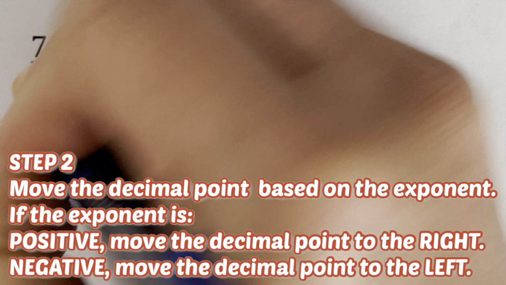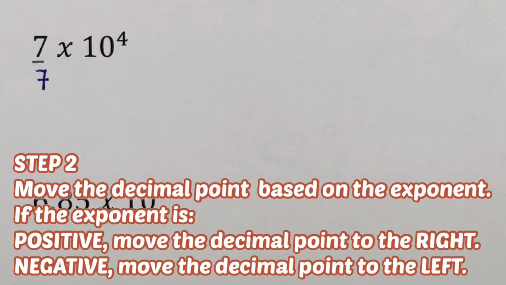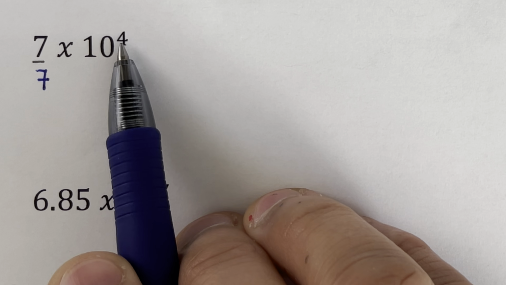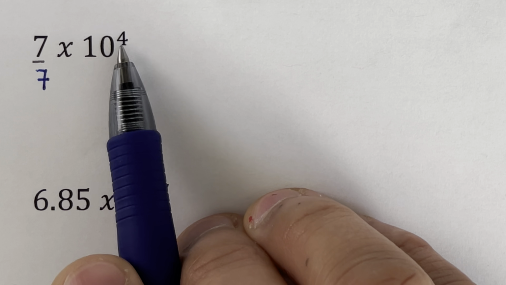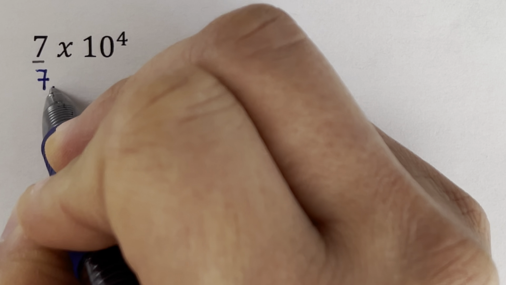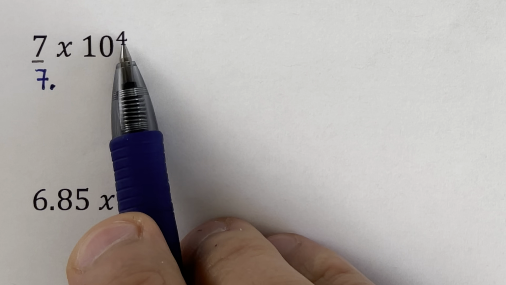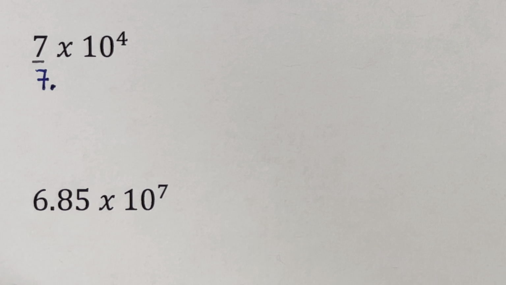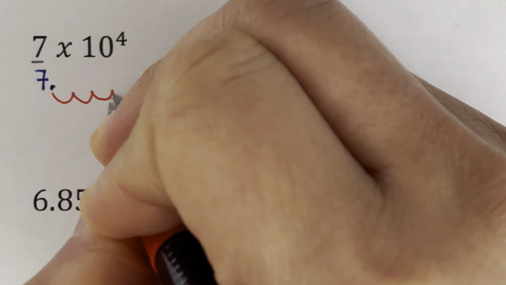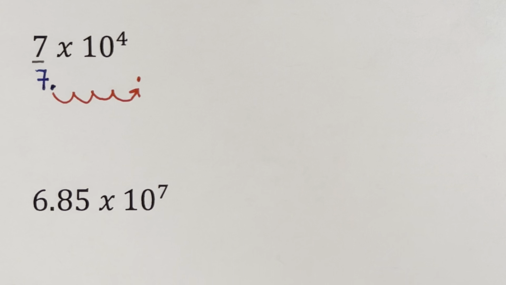And then we move on to the second step. The second step is to move the decimal point based on the exponent. If the exponent is positive, move the decimal point to the right. And if the exponent is negative, move the decimal point to the left. Since this is a positive 4, we're moving the decimal point to the right. Now, we remember that the decimal point here, if it's not there, is supposed to be after this value. Since this is a positive 4, we're moving the decimal point 4 places to the right. So that would be 1, 2, 3, 4. So this is where the decimal point is going to sit.